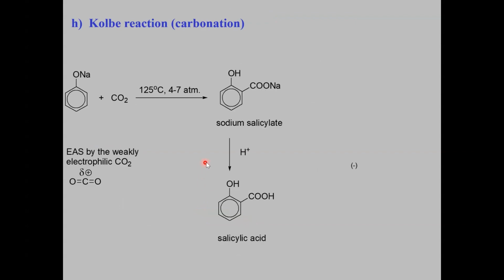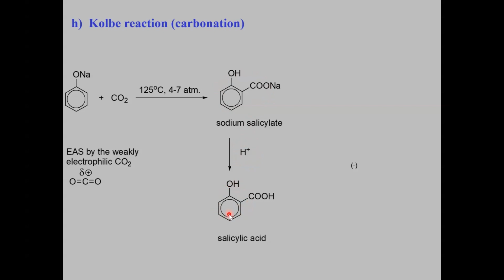It undergoes one more reaction that is given by Kolbe. That's why it is named after him as Kolbe's reaction. It is essentially a carboxylation of phenol. Carboxylation means we are adding CO2. Sodium phenoxide reacts with carbon dioxide at 125 degrees centigrade and 4 to 7 atmospheric pressure to give sodium salicylate, which upon hydrolysis gives salicylic acid.